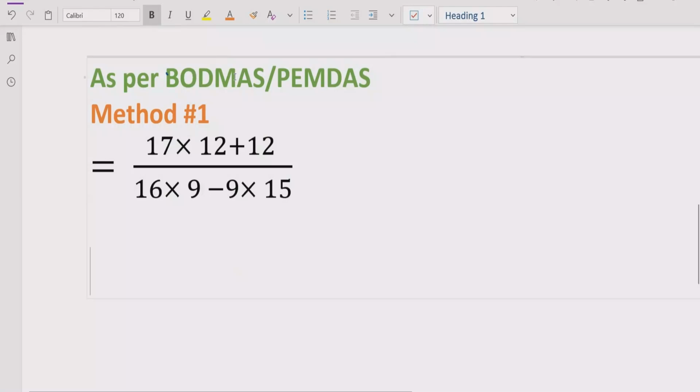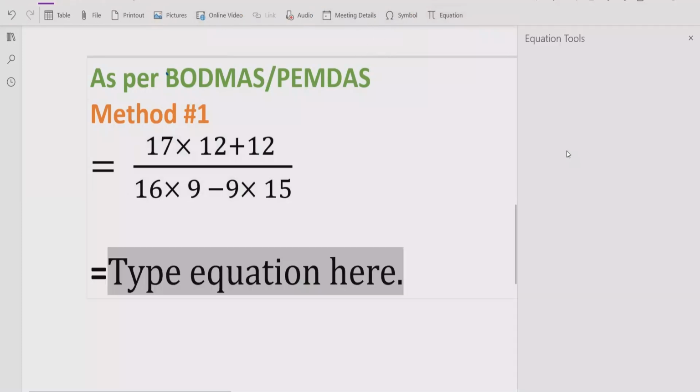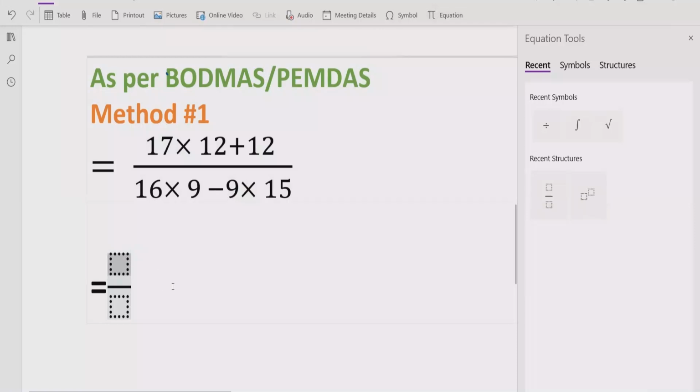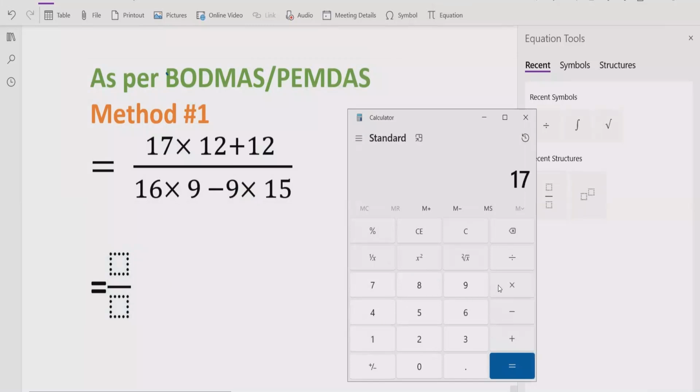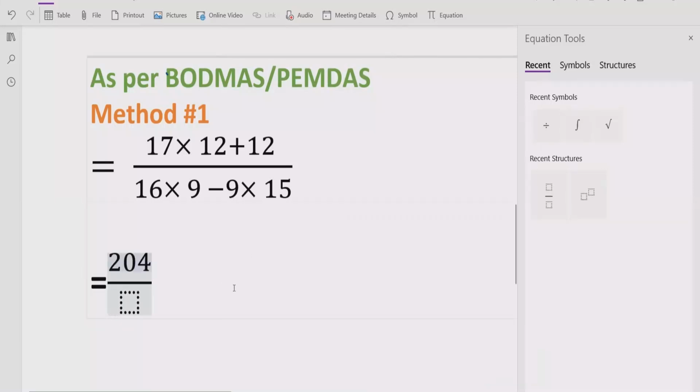Now we have to look at division and multiplication. Just note that we have to solve the numerator and denominator separately, and after that we will divide. So first we have to solve the numerator. In the numerator, as you can see, we have 17 multiplied by 12. So 17 multiplied by 12 equals 204. So it is 204 plus 12.